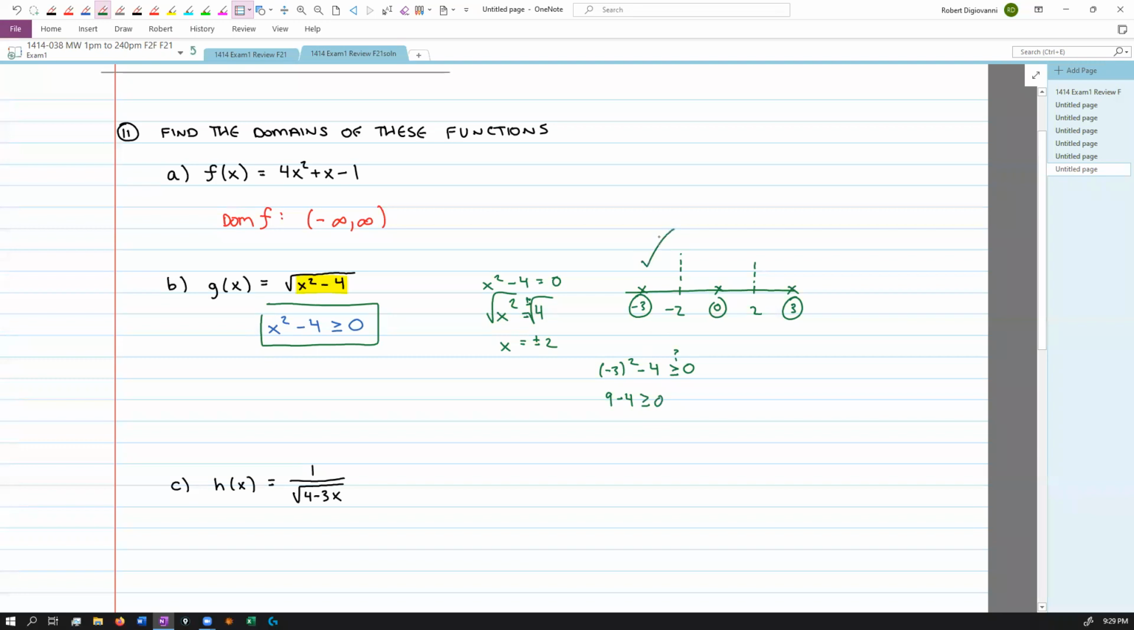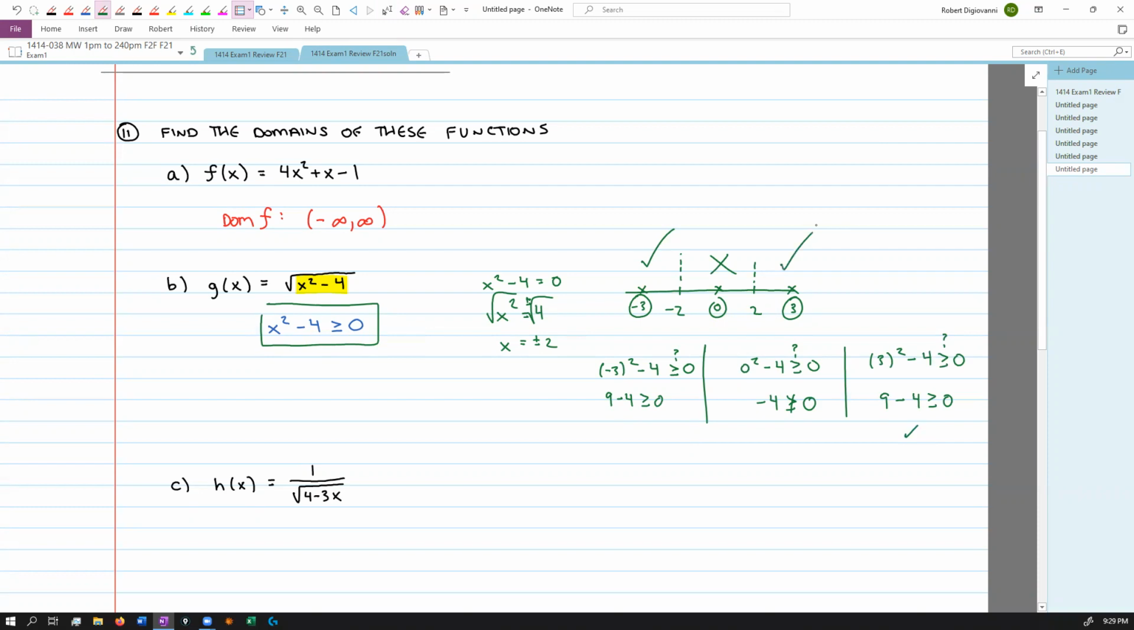So this region should work. If we try plugging 0 into that, we get 0 squared minus 4 greater than or equal to 0. Is that true? No, -4 is not greater than or equal to 0, so nothing here should work. And if we try and plug in 3, 3 squared minus 4, is that greater than or equal to 0? Well, yes, because that's 9 minus 4 greater than or equal to 0. That's true. So everything over here works.